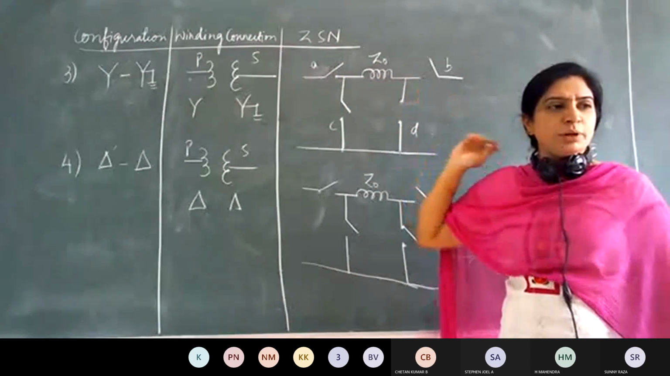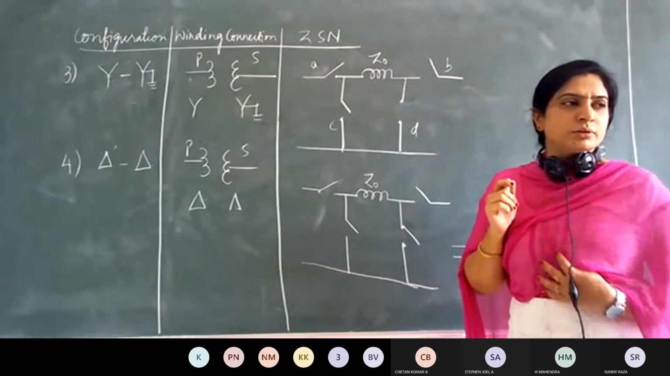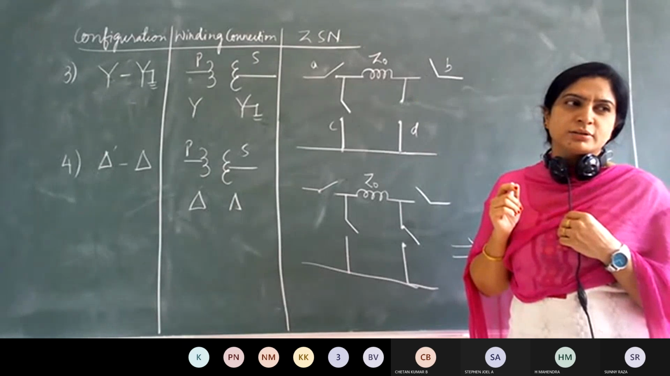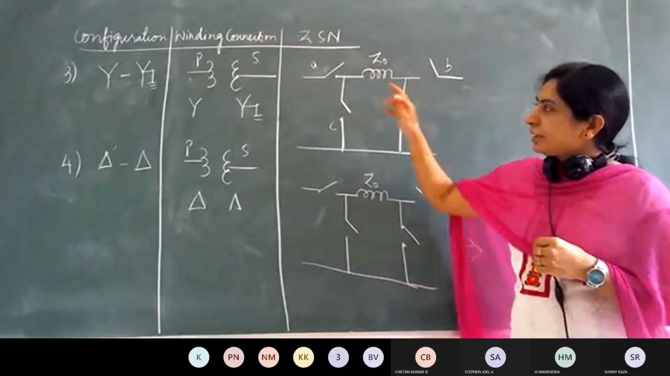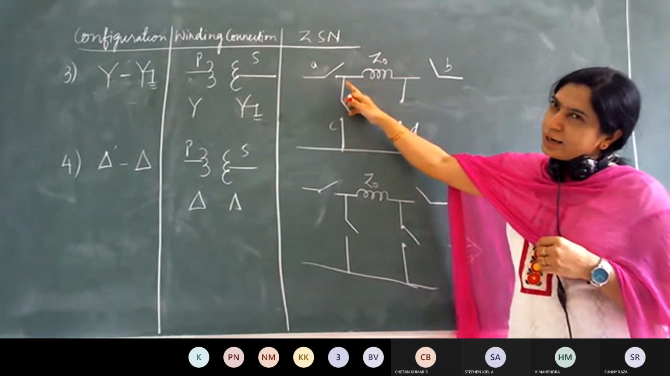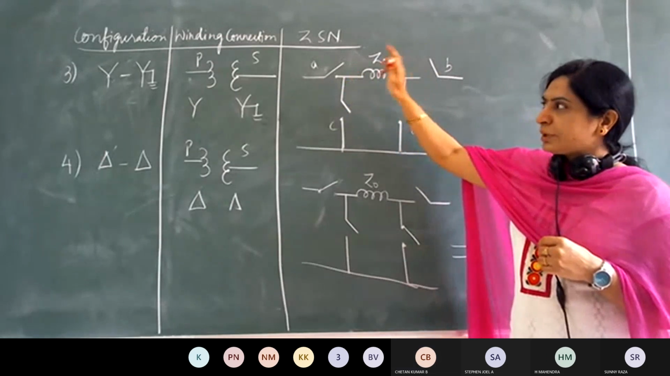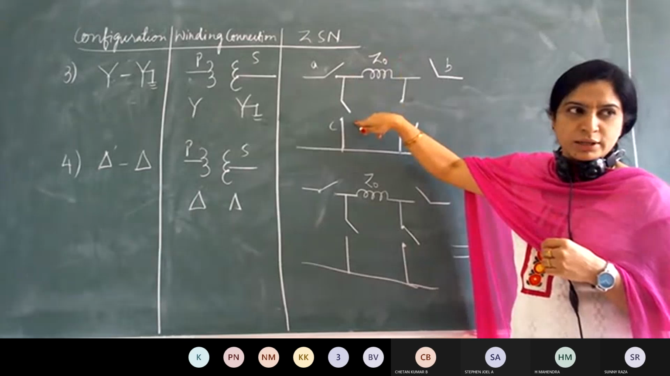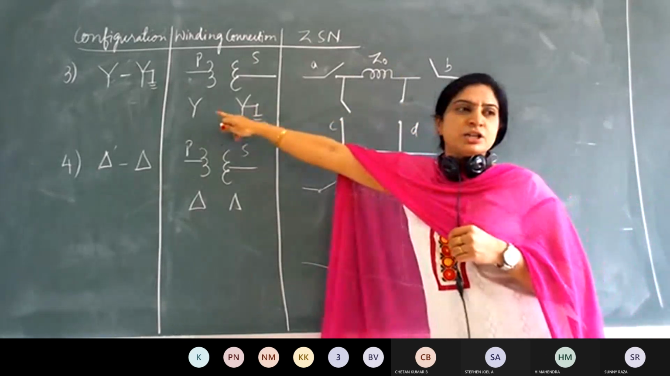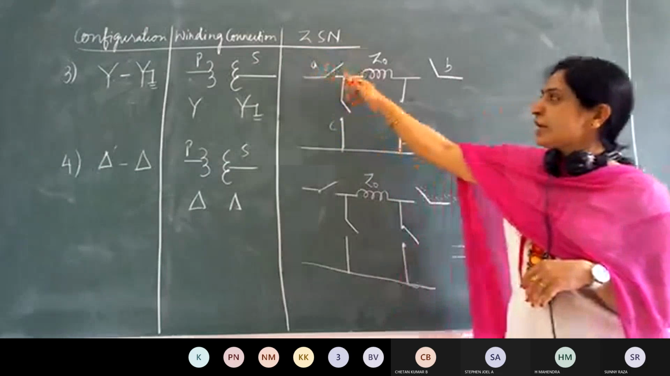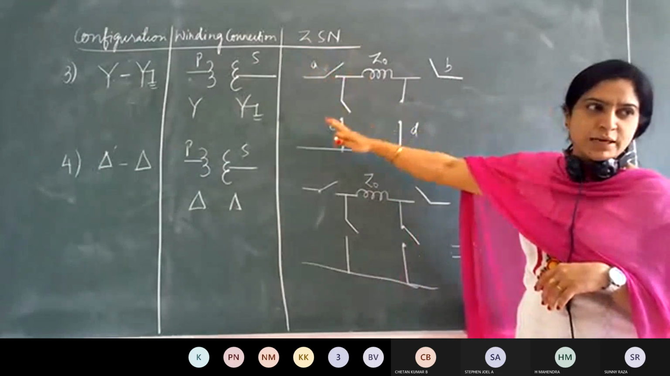What have you done? Which switches have you kept open? A should be kept open. Both the switches should be kept open, A and C both, isn't it? Because the type of connection given is only star with the neutral isolated. So both the switches A and C should be kept open on the primary side.